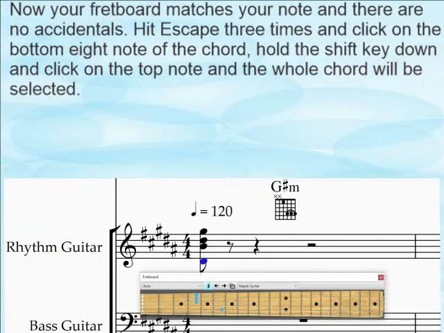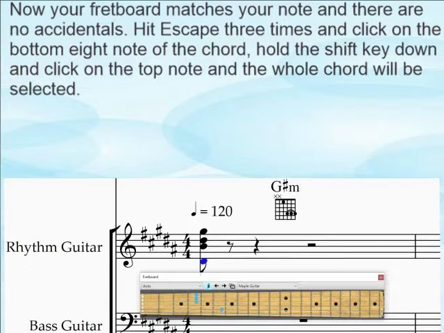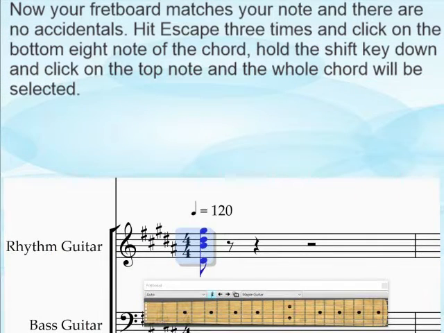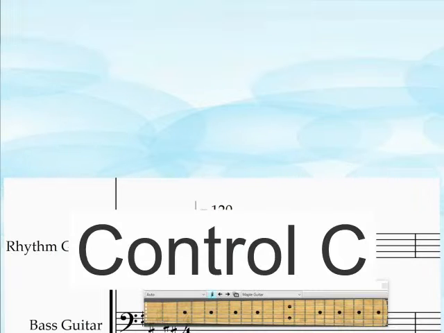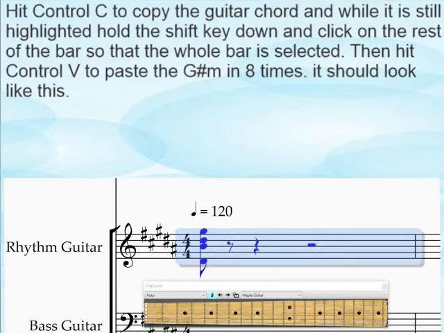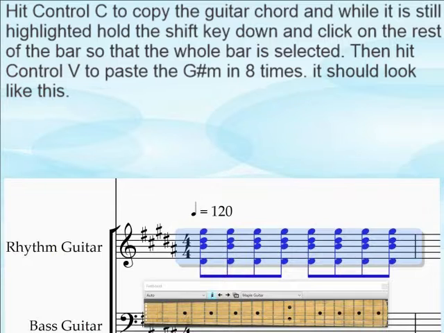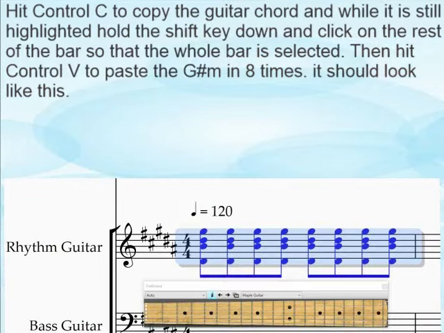Hit escape 3 times and click on the bottom 8th note of the chord. Hold the shift key down and click on the top note and the whole chord will be selected. Hit Ctrl C to copy the guitar chord, and while it is still highlighted, hold the shift key down and click on the rest of the bar so that the whole bar is selected. Then hit Ctrl V and paste the G sharp minor in 8 times. It should look like this.